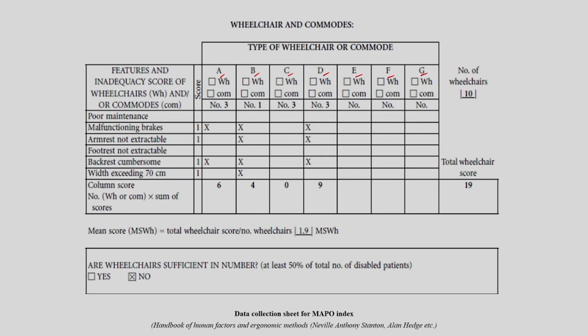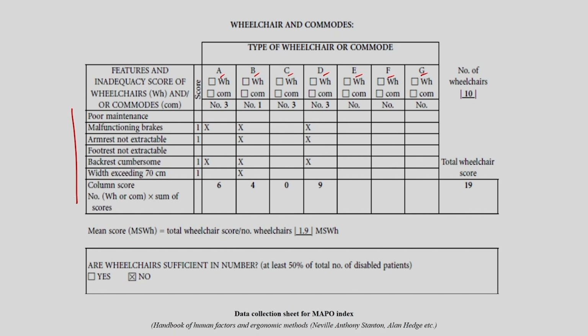You can see for each section, for wheelchair factor, for lifting factor, for environmental factor, you have such cases A, B, C, D, E, F, G. These are the 6. If you have more than that, you repeat. Okay. So, here what is mentioned here? The features and inadequacy score of the wheelchair and or the commodes present here.